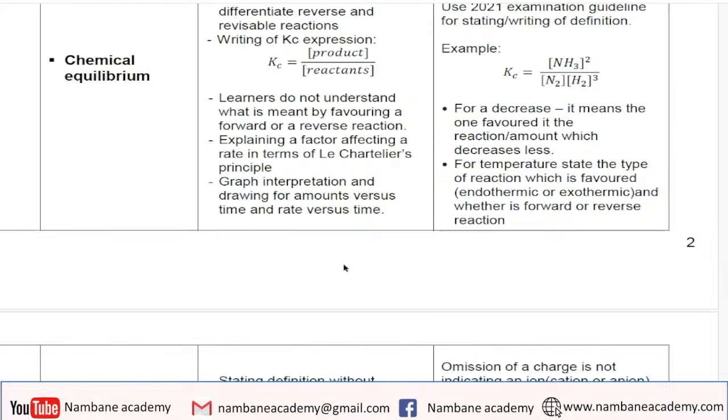And then from there, or after identifying which one is favored, then you can then go to your reaction and check, okay, for this to be favored, it means temperature must have been increased, or for this to be favored, according to Le Chatelier's principle, it means the number of moles must have decreased and all those things. Then you are able to respond to this question. That is very, very important.